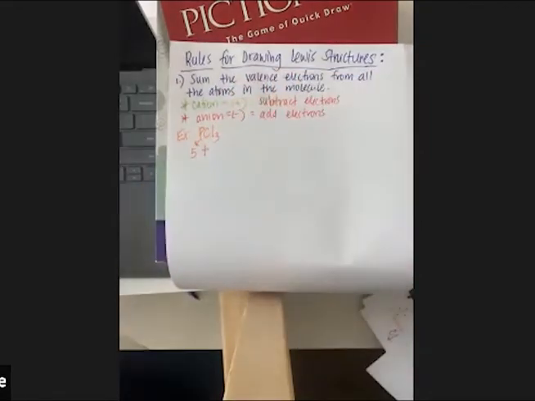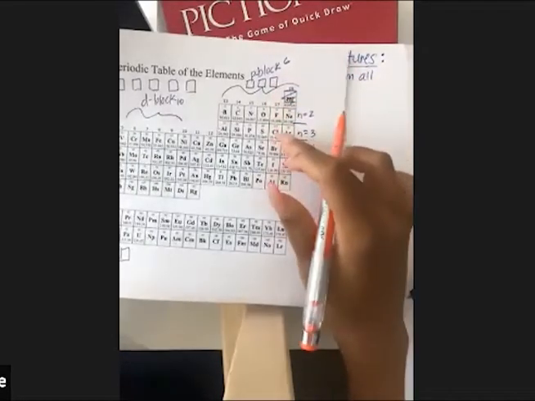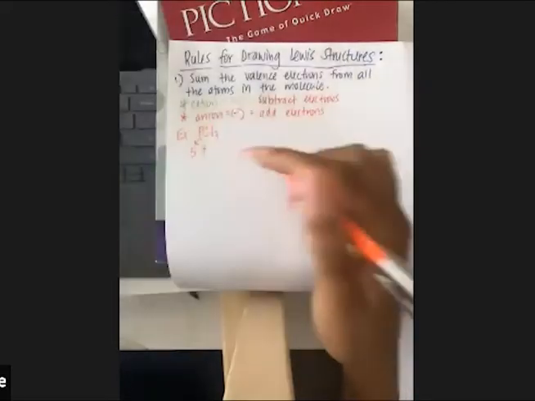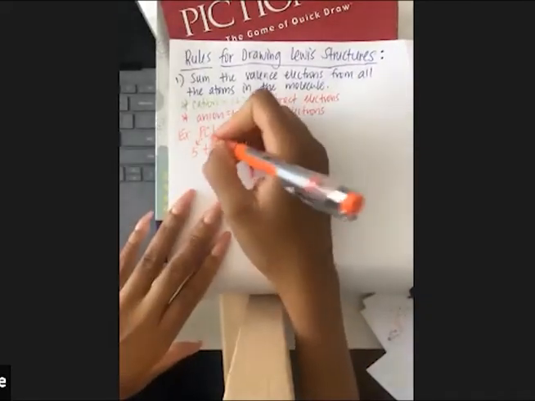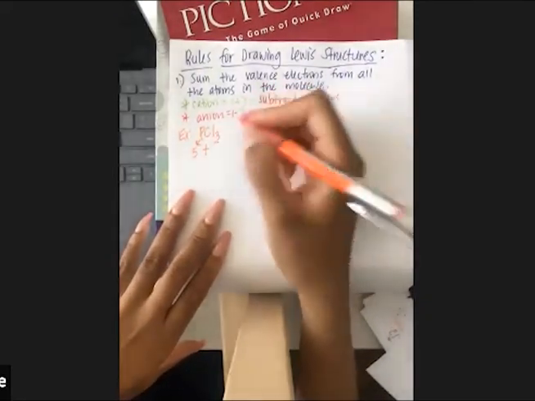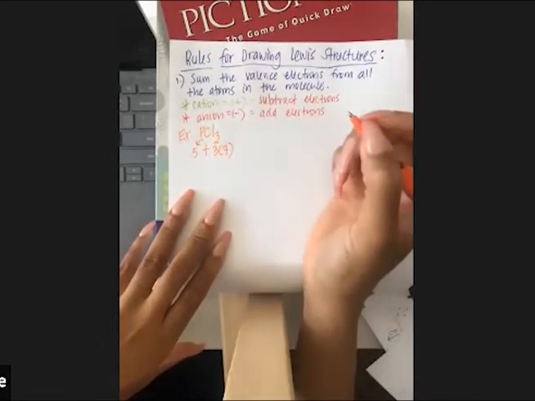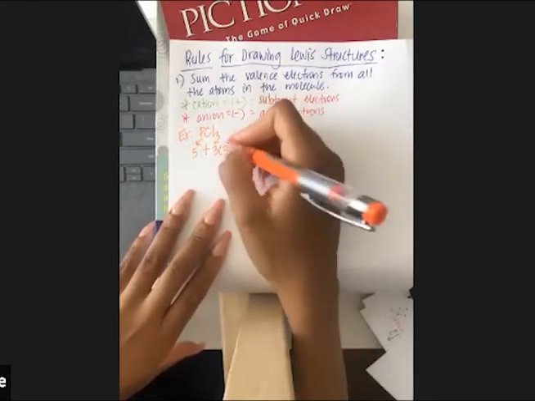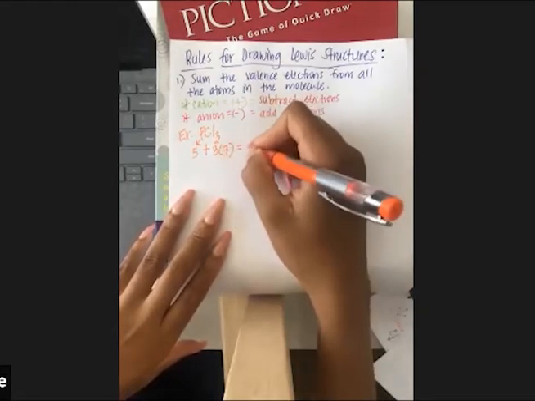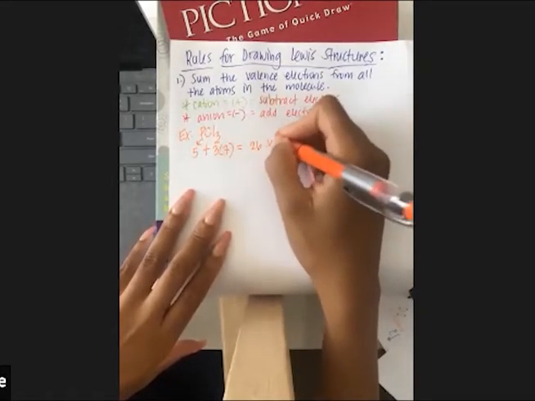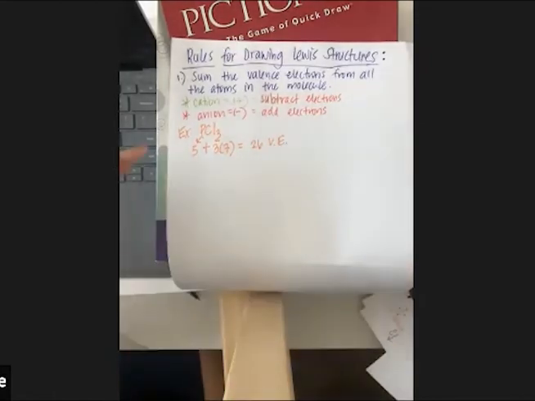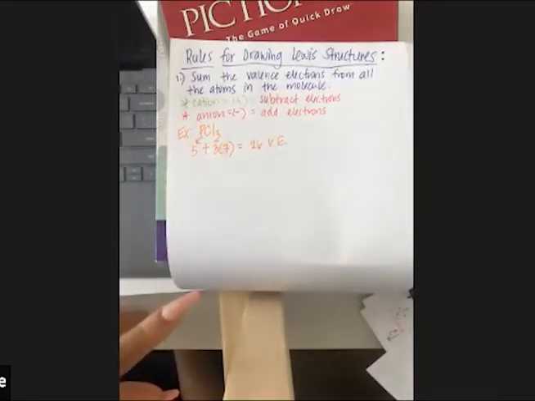And then I look at chlorine. Chlorine is in group 7. There are 7 valence electrons for chlorine, but I have to remember that there are 3 chlorines. So I'm gonna say 3 times 7. I add that together, 21 plus 5 is 26 valence electrons. So that means in this molecule, they are going to be sharing or playing around with 26 valence electrons.